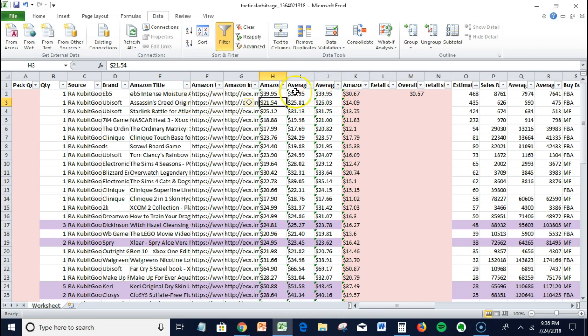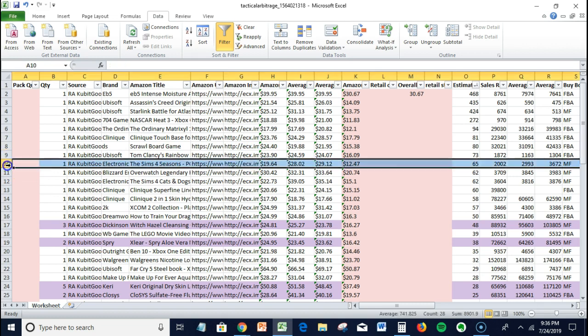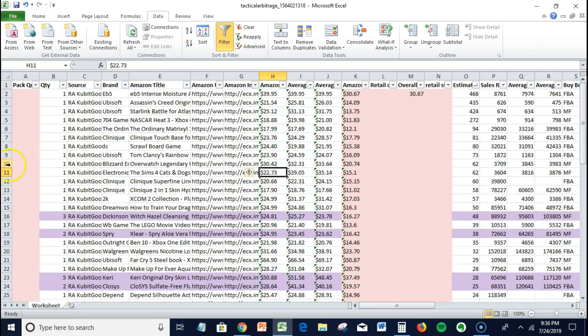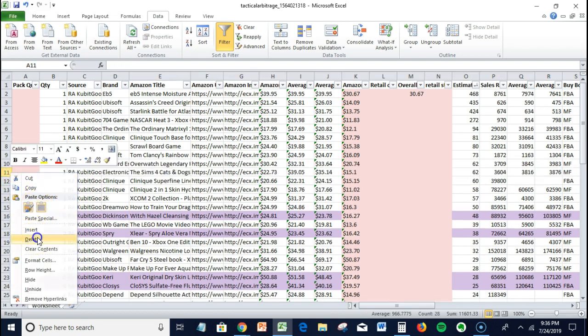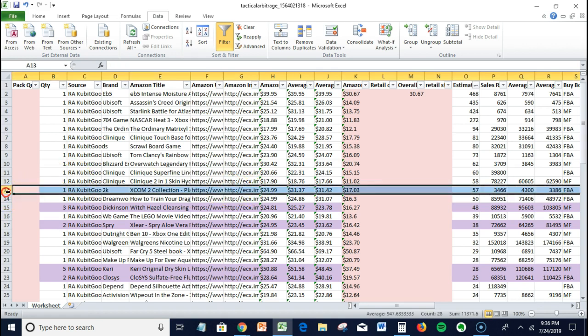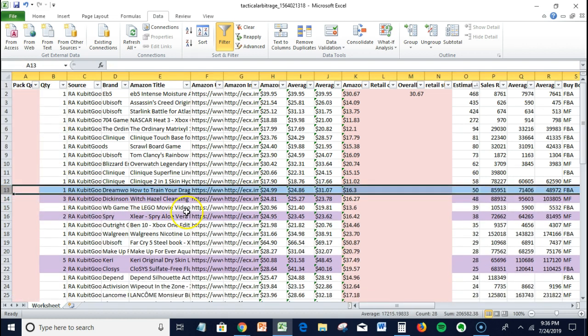I would say something like, looking at this right here, I would not want to sell this product. The price is too low. This product price is too low right now, and I can guarantee it's probably not very profitable. A lot of these are games, it looks like, too.